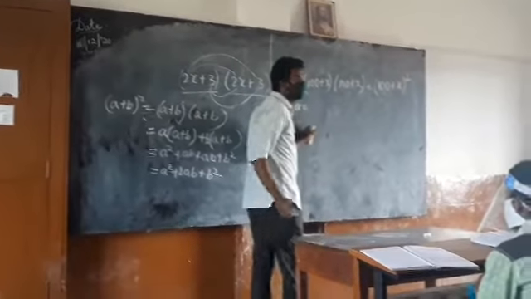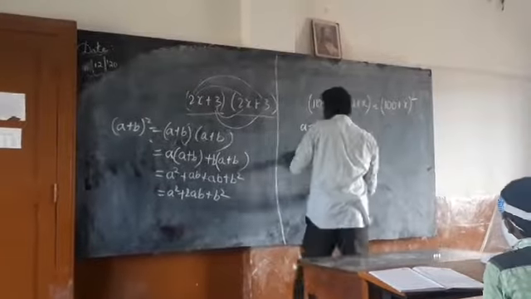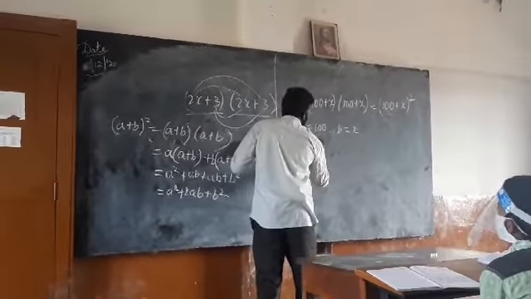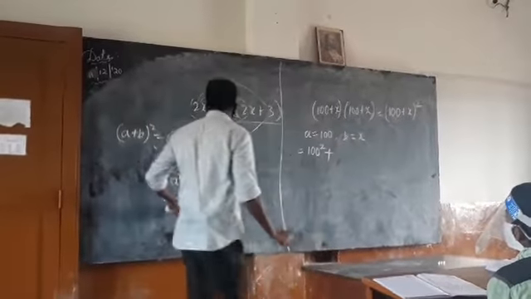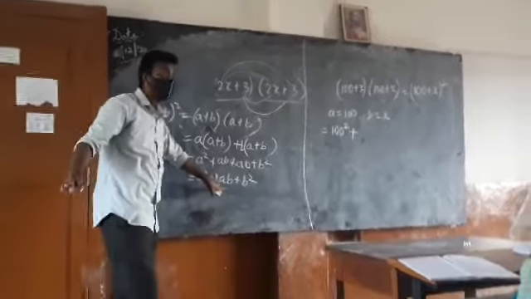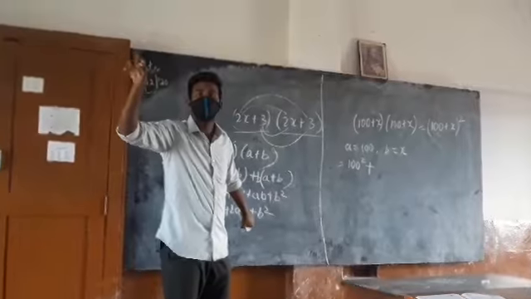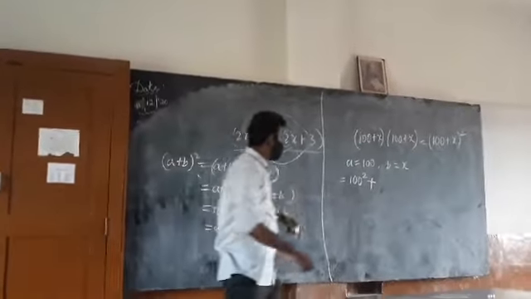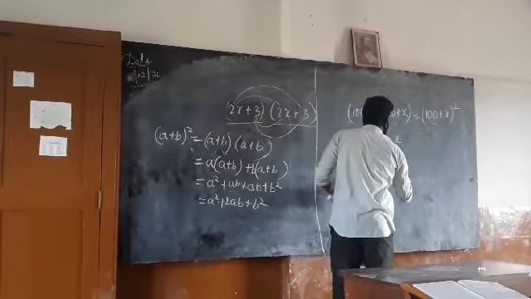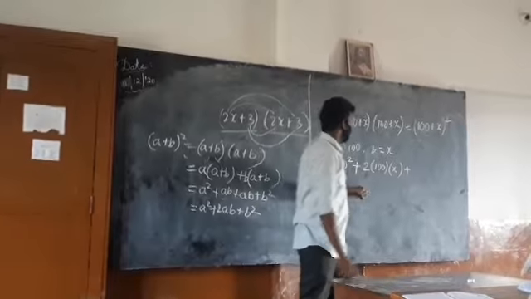What is a? 100. What is b? X. So, apply this formula. A square means 100 square. Plus 2ab. All three are in multiplication. 2ab means 2 into a into b. Likewise, you need to represent 2 into 100 into x. Very good. Plus b square, that is x square.